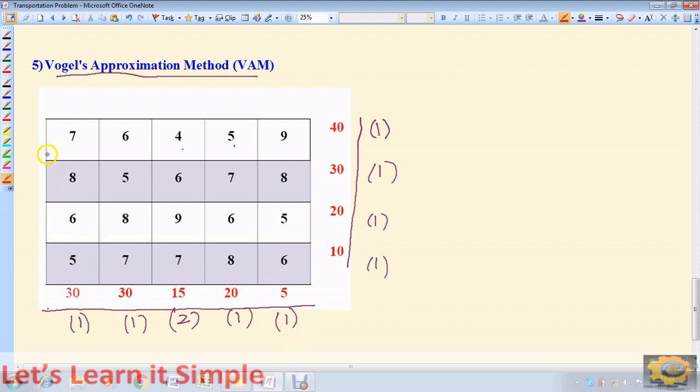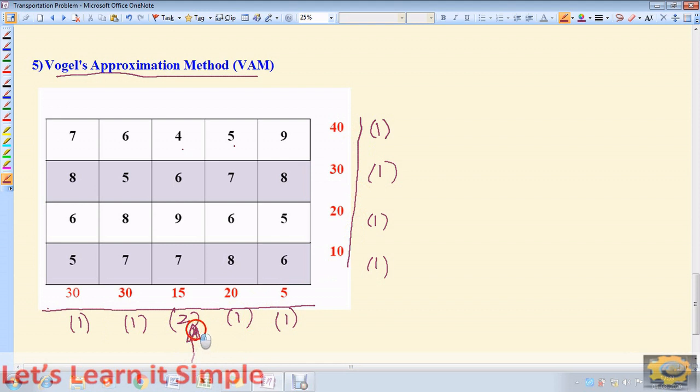So for each row, we need to get the difference between the least cost and next least cost. Similarly, in each column, we need to get the difference between least cost and next least cost. Now these are termed as penalty. So row wise we have penalty here, as well as column wise we have penalty here. Among the penalties, we need to take this one.